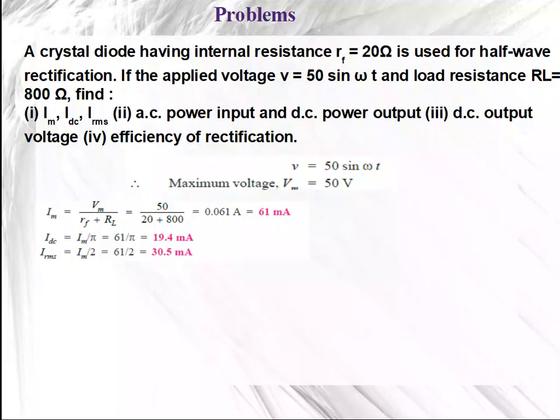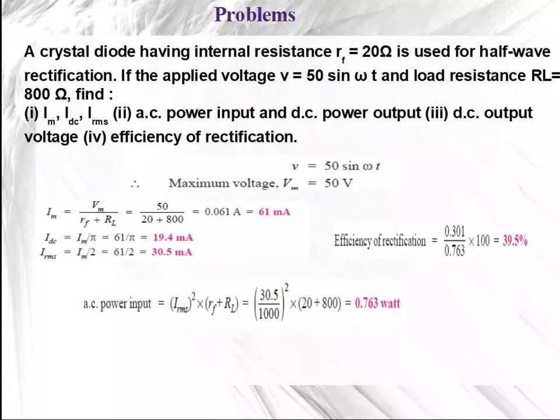But the question is, what is the AC power input? The important thing is that when we consider the AC power input, it is I square RMS into (RF plus RL), and that is equal to 0.763 watt. Right, and the DC power output is basically 0.301 watt. So you can see that in terms of power, the output is basically half, because we are using the half wave rectifier. One negative half cycle is basically missing, that's why we are not getting the proper output.